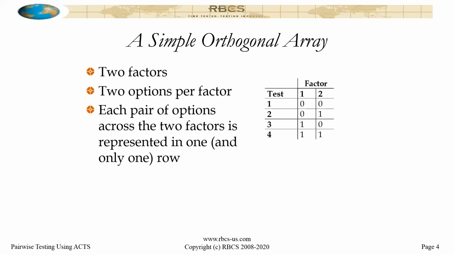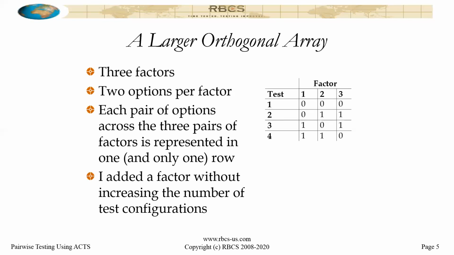But take a look at this. Here's where the power of the pairwise techniques comes in. Let's suppose I have 3 Boolean factors, 1, 2, and 3. Again, each one can take on an option value of 0 or 1, on or off, true or false. Okay. And we still have 4 tests, even though we're up to 3 factors.